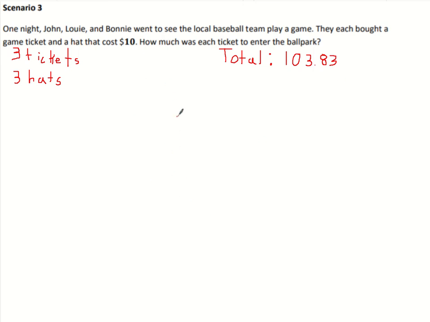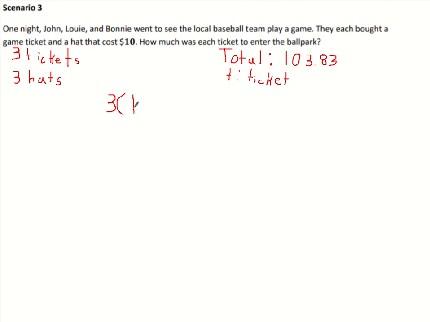So, setting up this equation is going to be exactly like our equations from scenario 1 and scenario 2. Except instead of having a 5 on the outside of our parentheses, this time we're going to have a 3 because of our 3 people. And we don't know how much a ticket costs, so T is going to stand for ticket. If you use a different letter, that's fine. It doesn't say you have to use T. I'm just going to use it.